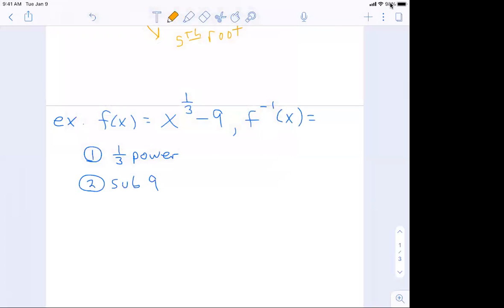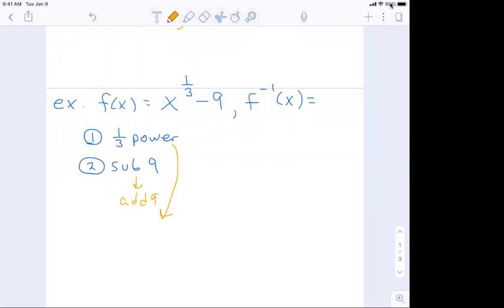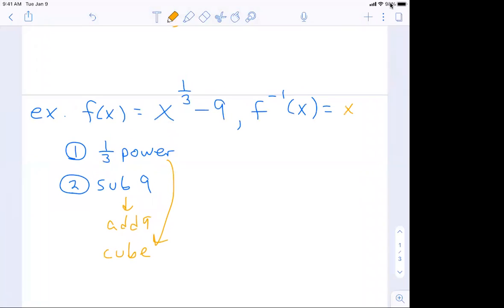So to do that in reverse order, we would add 9 and then cube it, meaning take it to the third power, because 3 times 1/3 would be 1. So we're undoing that cube root. So that's how we find our inverse. We're going to take our x, add 9, and then cube it.